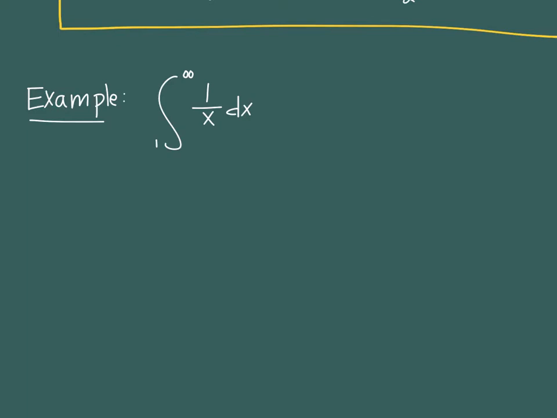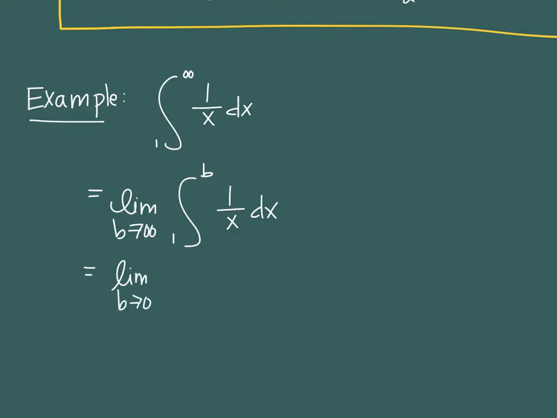For this one, we are just going to rewrite it, and what should my upper limit be? B. And the limit will be as b approaches infinity. So we're just going to do this as normal. We're going to evaluate our integral with a limit notation in front of it. So what is the antiderivative of 1 over x? Natural log, and we remember the absolute value of x, plus the constant c, going from 1 to b.